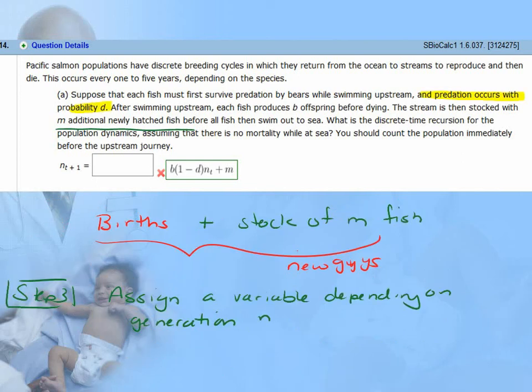So my new guys are up there. I'm going to need some machinery to make a model, so I need to assign a variable depending on generation n.